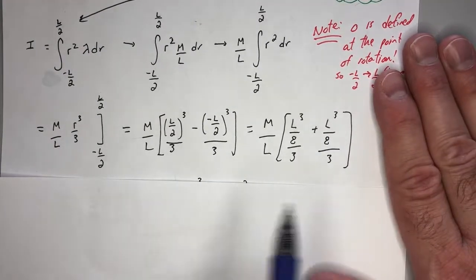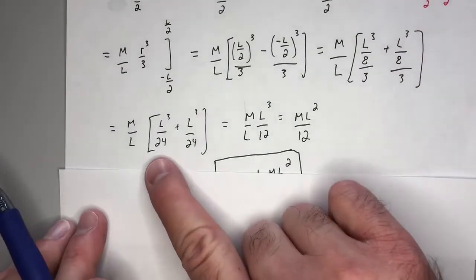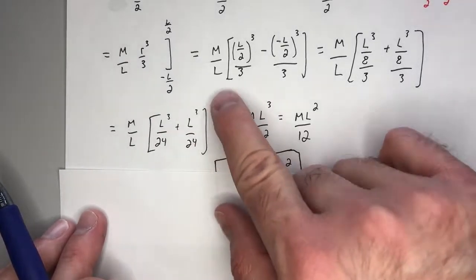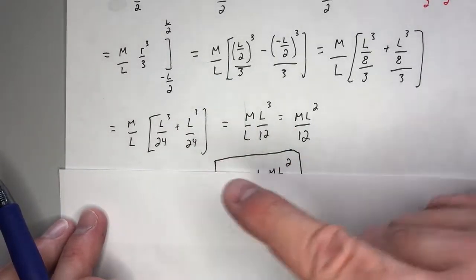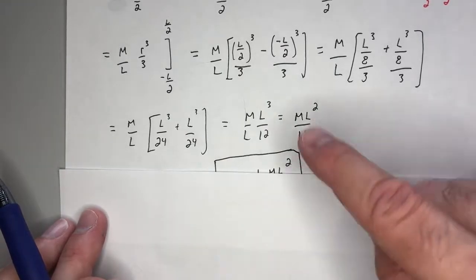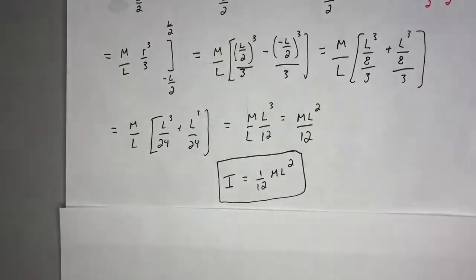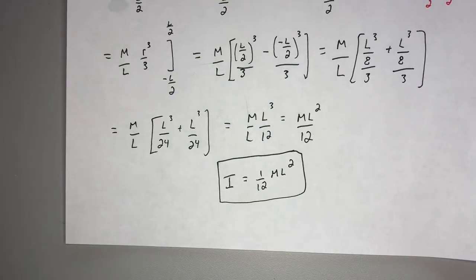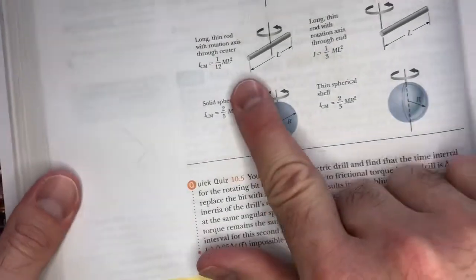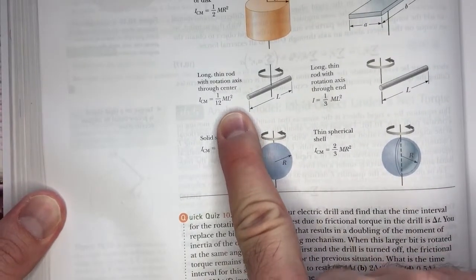And then the 3 is in the bottom. You can write it like over 24. And L cubed over 24 plus L cubed over 24. That turns into 2 L cubed over 24, which is L cubed over 12. And then we simplify it down, and you get ML squared over 12. And that should make you happy, because if you look at the book right here, they write it as 1/12 ML squared.